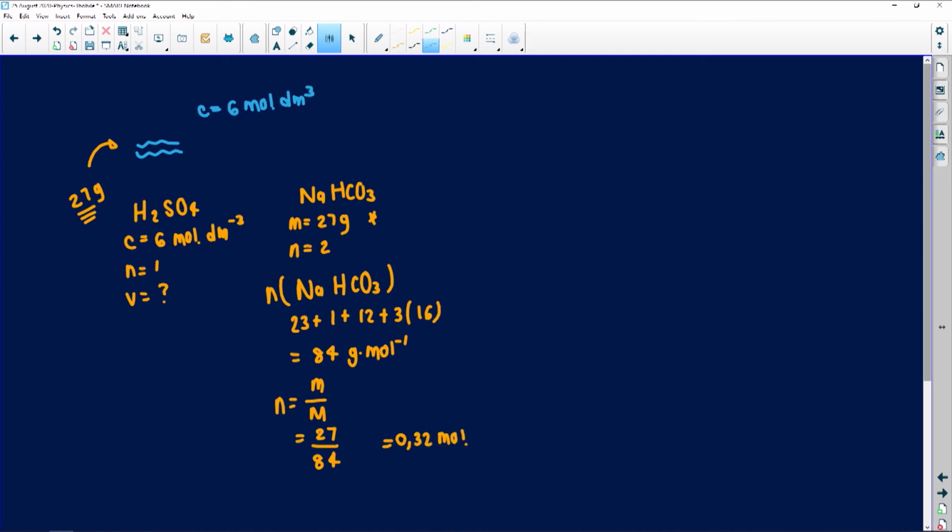Now that I've got the moles of 27 grams that reacted while sprinkling it on the sulfuric acid, I can therefore say if sulfuric acid is H2SO4, it is a mole of 1, and this is 2 moles of NaHCO3. If this is 0.32 for 2 moles, I need to find 1 mole of that, meaning I'm going to divide it. Half of 32 will give me 16, which is 0.16. And then you have to go down with it.